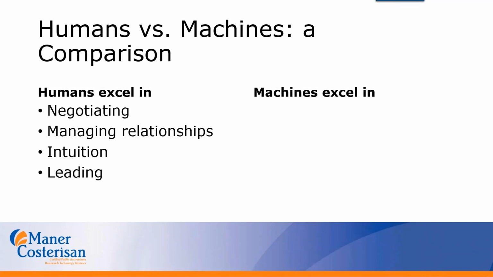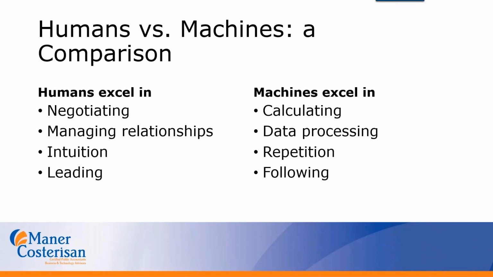But on the other hand, what machines excel in are calculating and raw data processing. Computers, their main purpose is to compute. And computers for many years have had greater computational abilities than humans really ever have had. And machines also excel in repetition as well as following.